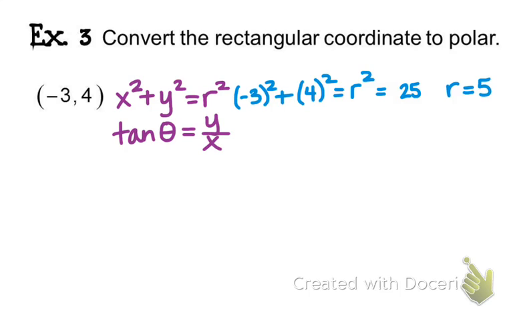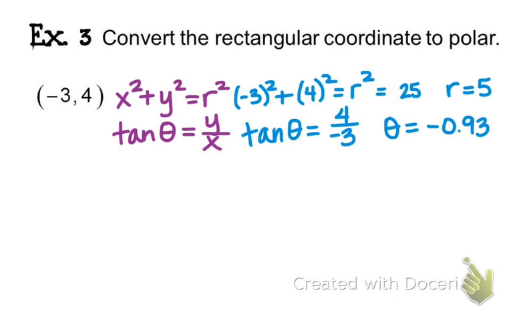Now to find the angle, we're going to say tangent theta equals 4 over negative 3. And then I'm going to take the inverse tangent of 4 over negative 3. And since my calculator is still in radian mode, this is a radian angle, negative 0.93. So I would write this as (5, negative 0.93).